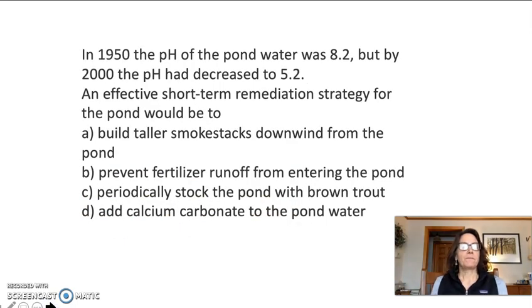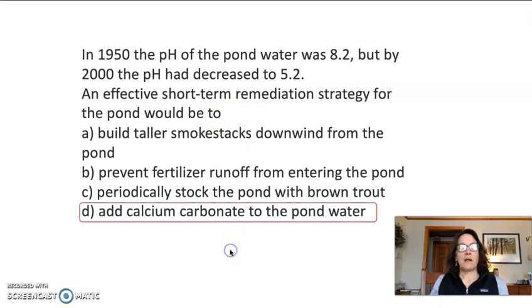Oh, one more. In 1950, the pH of a pond was 8.2. By 2000, it had decreased to 5.2. So right away, you're thinking lower pH, more acidic. The effective short-term remediation strategy for the pond would be something really quick. And we talked about this as well. Add calcium carbonate to the pond.